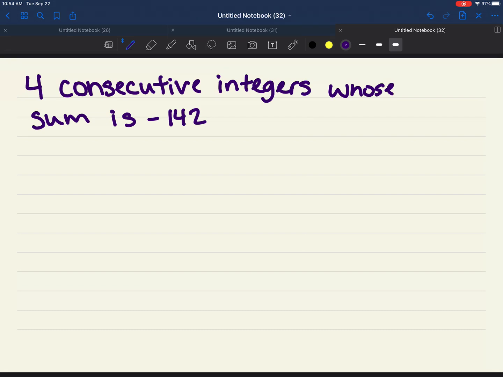Do I know a value for any of those 4 integers, an actual value? No. So what do I start with? N. Okay, my first one's going to be n. Then what am I going to add to it? Plus 1. N plus 1 would be my second one. Why is it plus 1 and not plus 2? Because they're just consecutive. They're not odd or even. The only time you go by 2s is if it's odd or even. Okay? All right, Gunner, what would be my third integer?